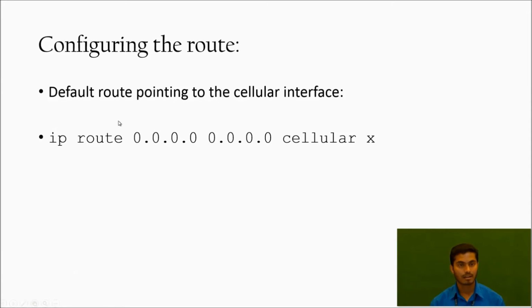So next in line is configuring the route. So since this is a primary WAN link connection, we are using a default route pointing to the cellular interface, which is IP route 0.0.0.0 0.0.0.0 cellular 0/0/0. So let's go ahead and configure this on the lab router.